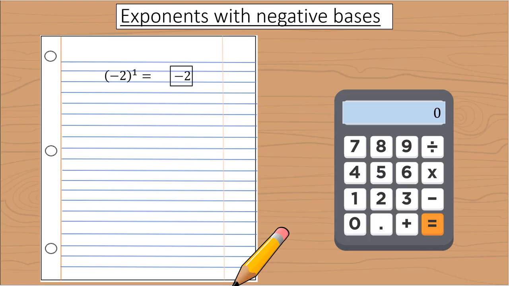Now what happens if you were to raise negative 2 to the second power? That will be equivalent to taking 2 of the negative 2's. So we have negative 2 times a negative 2. We multiply them together. So what is the answer? We know that when multiplying a negative times a negative, it becomes a positive number. So the answer should be a positive 4.